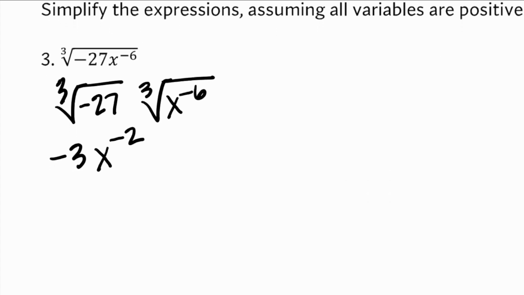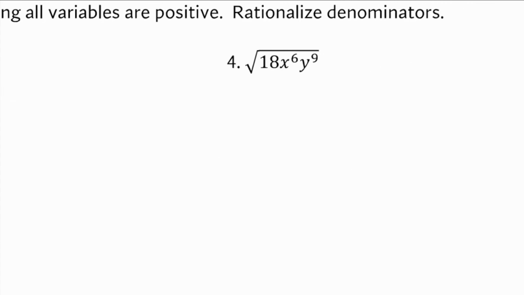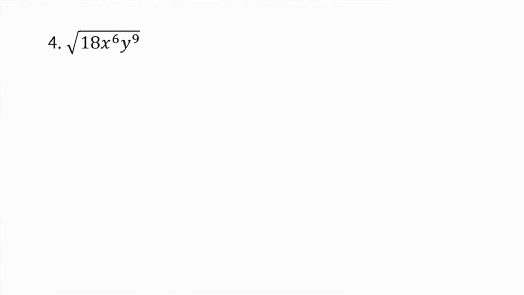And then, I'm going to take that a little farther and write that as negative 3 over x squared, because I know we can do that with a negative exponent. But that, at least in my class, I think I probably gave you credit for either of those two answers. Okay, number 4, square root of 18, that's something we'll have to simplify.